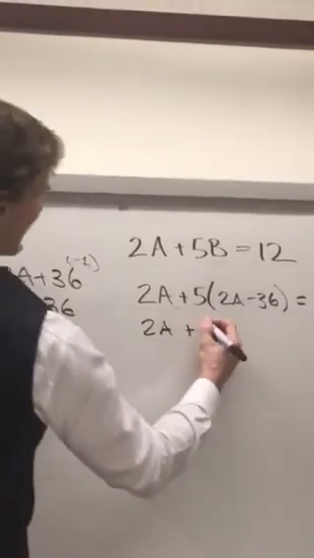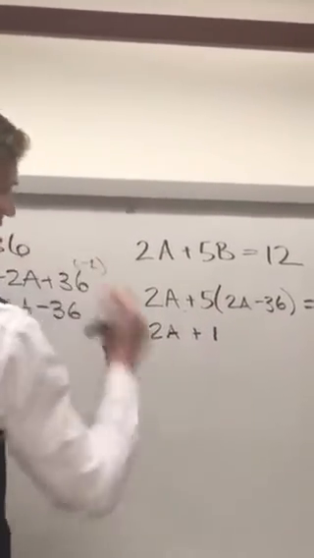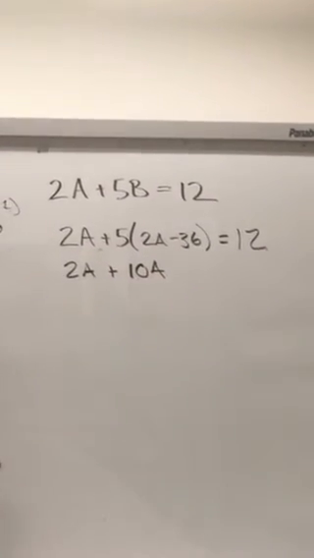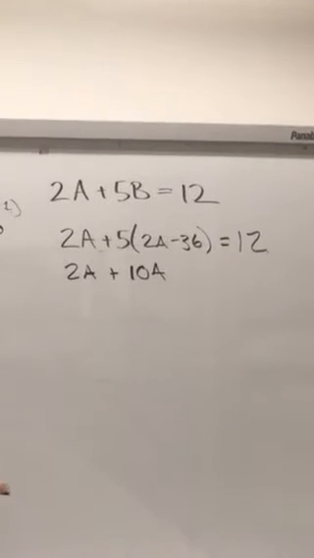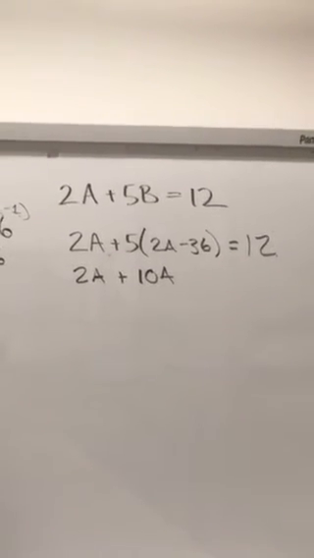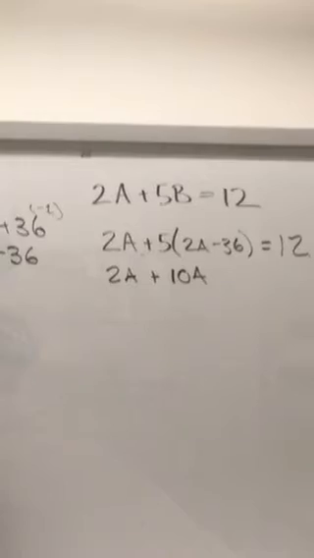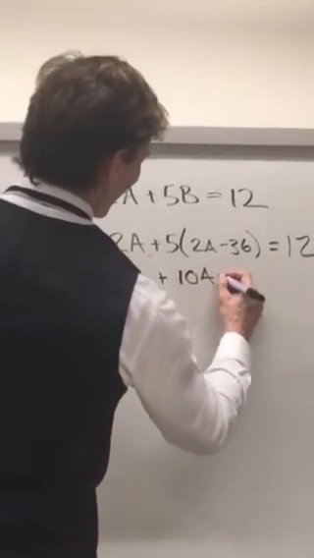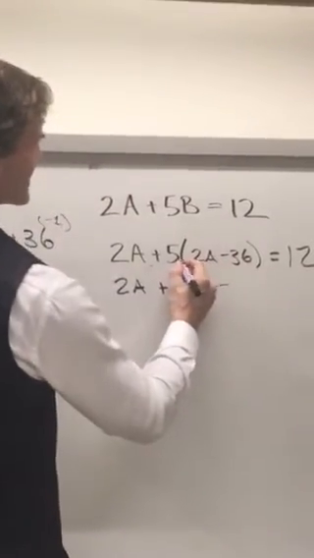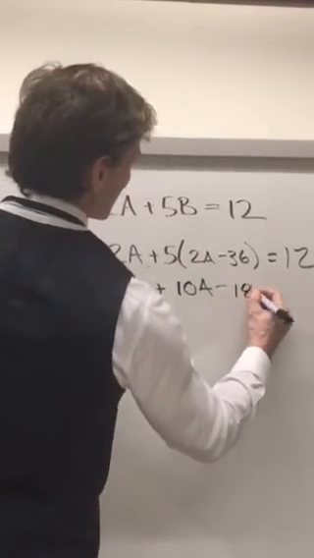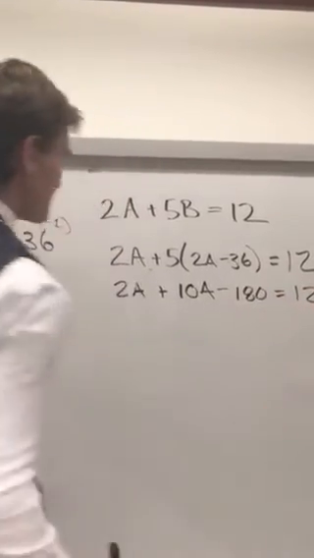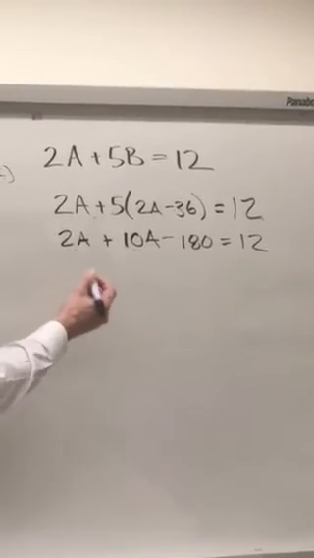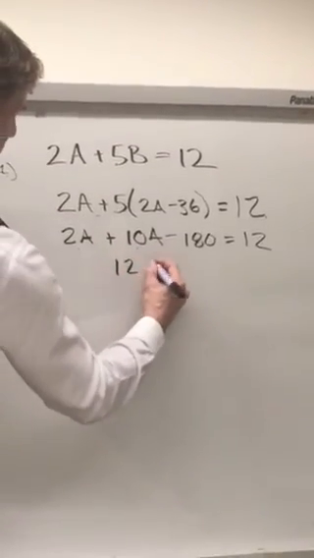How much is that? 10A. I have Valerie being my very helpful assistant here, it's 10A. And Valerie, let's see if your PhD from Yale helps out. 5 times 36, Valerie? Come on! 60, 180. 180. Yeah, we're all done.